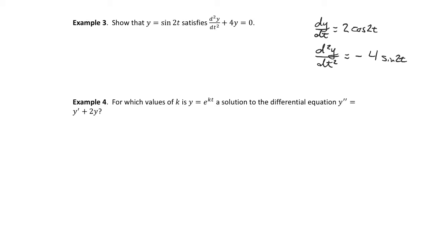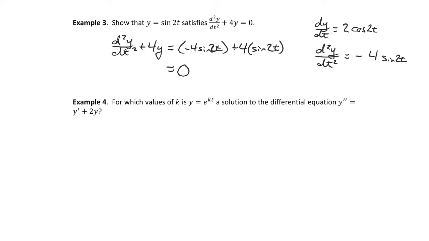So let's take that left side of the equation, the second derivative of y with respect to t, plus 4 times y. Well, we just calculated what the second derivative is. It is negative 4 sine of 2t. And then we want to multiply 4 by y. Well, y was the sine of 2t, and it's very clear to see that this is going to be equal to 0.